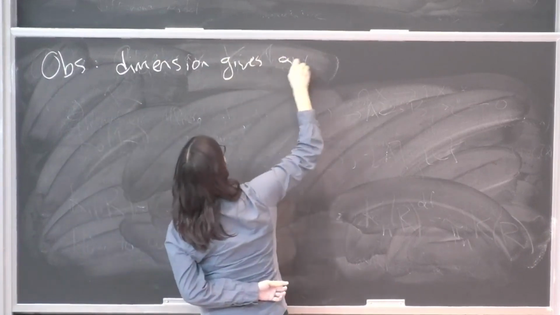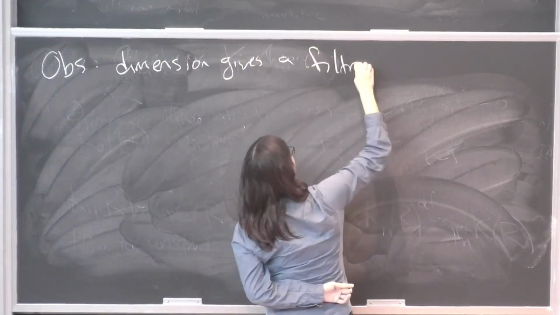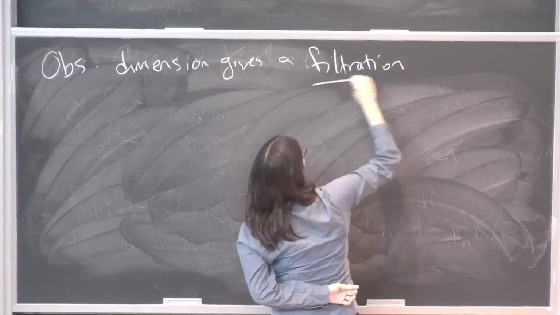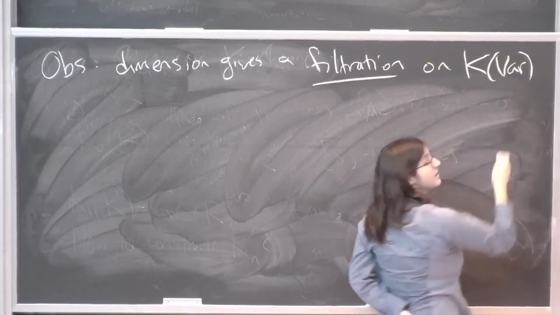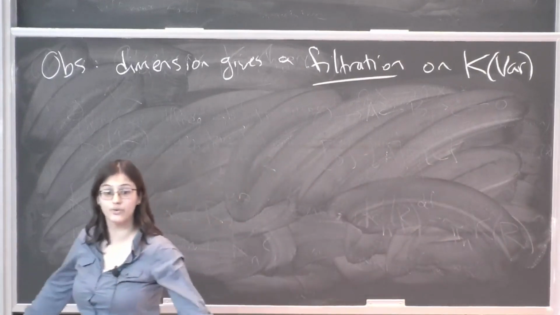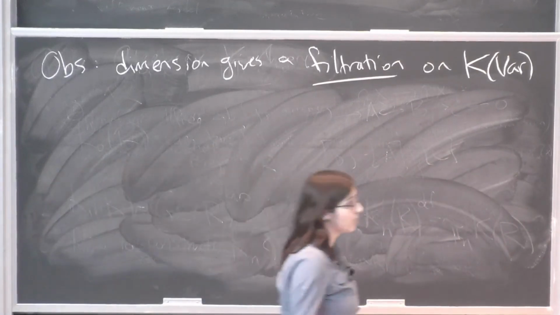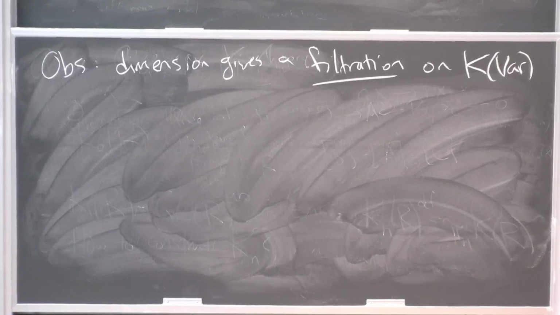So the first observation is that dimension gives a filtration on K of Var. Now, at the beginning, we discussed that it doesn't give a filtration on K0 of Var, but it gives a perfectly well-defined filtration on K of Var, and you can just see what's going on. The subcategory of n-1 dimensional varieties is a proper subcategory of varieties up to dimension n. That's just a subcategory, honestly.